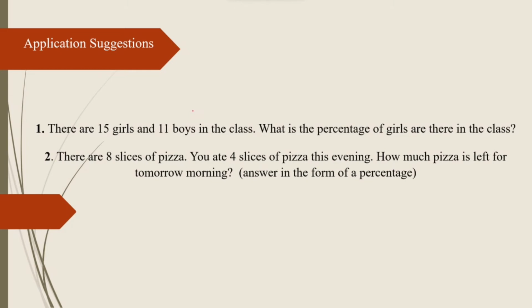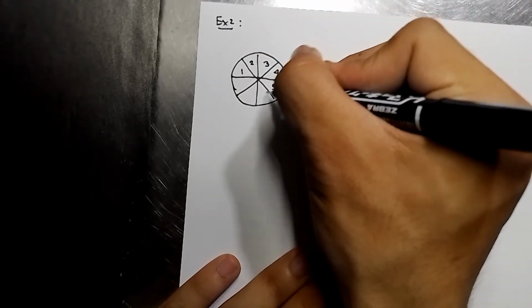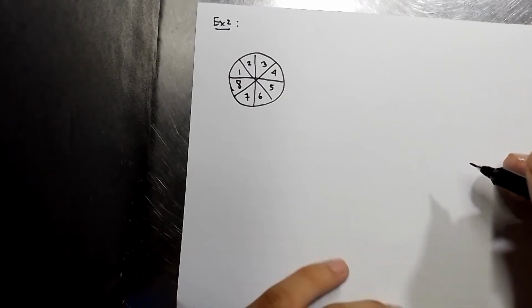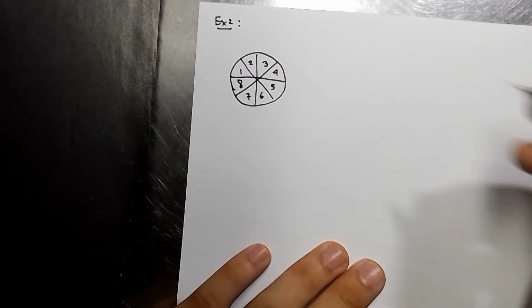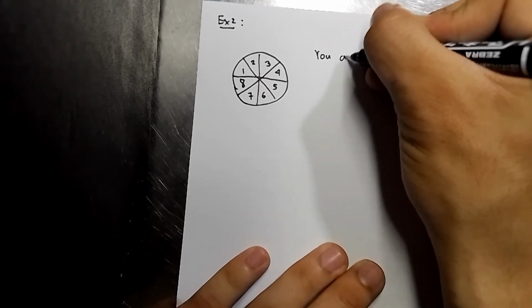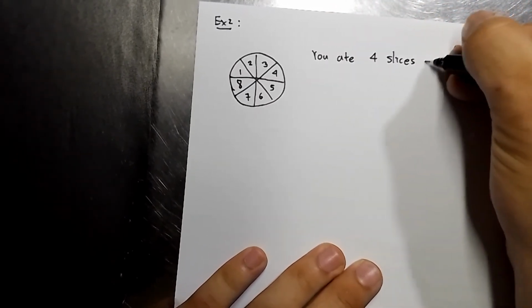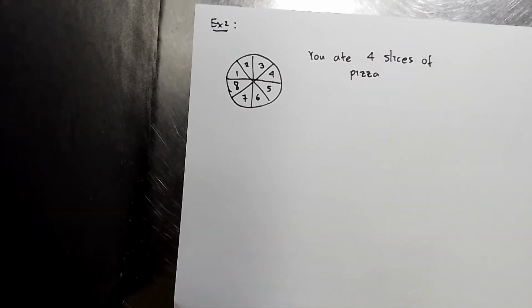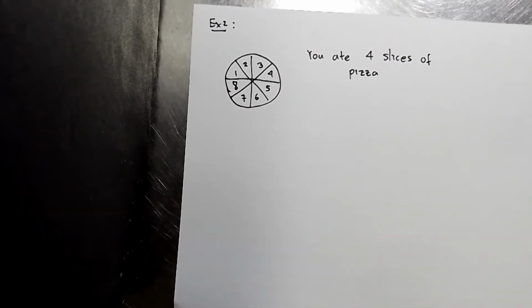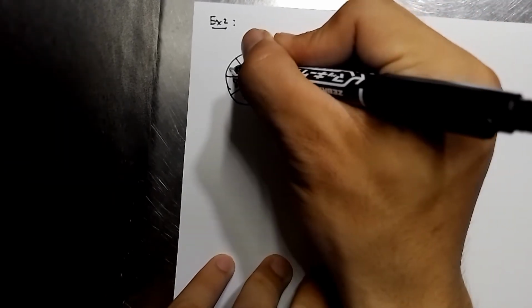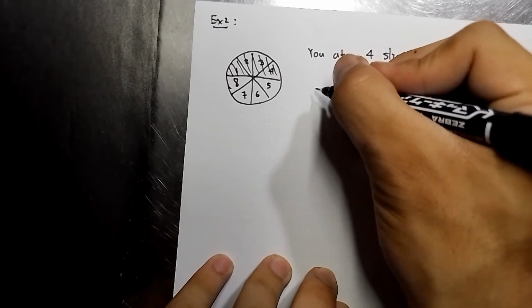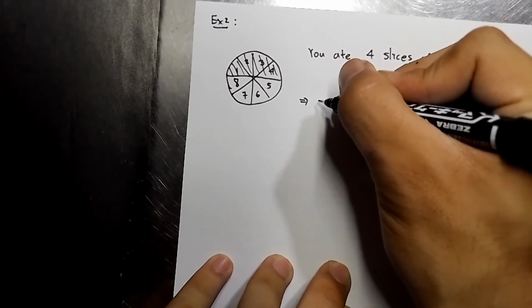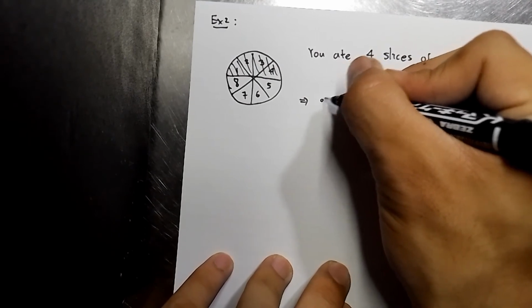There are 8 slices of pizza and you ate 4 slices of pizza this evening. How much pizza is left for tomorrow morning? Answer in the form of percentage. So let's try to solve this problem. You got 8 slices of pizza. 8, okay. And then you know that you ate 4 slices of pizza this evening. Let's say you ate 4 slices of pizza. And the next thing you have to find is what is the percentage of pizza left for tomorrow morning? So you ate 4. There's only how many slices left for you? So let's count together. So, okay, let's write this one first.